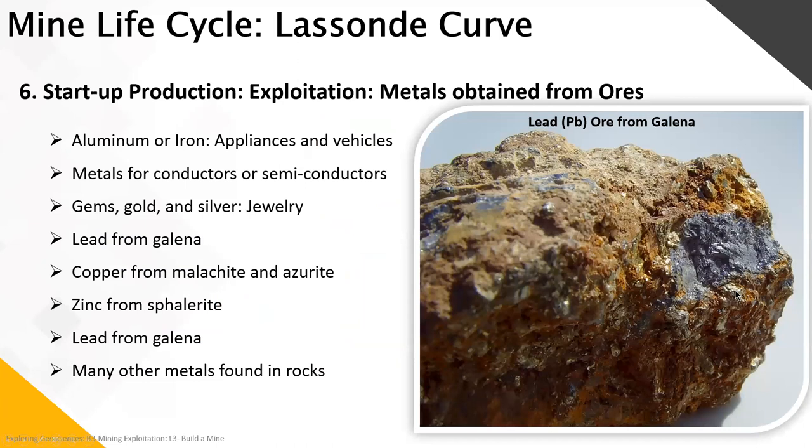So for the metals obtained, I've listed here the most common examples of metals that we can obtain from ores: aluminum or iron, metals from conductors or semiconductors, everything that has to do with gems, gold and silver, lead from galena, copper from chalcopyrite, malachite and azurite, zinc from sphalerite, lead from galena again, and many other metals found in the rocks. We'll see some at the end of the presentation too.